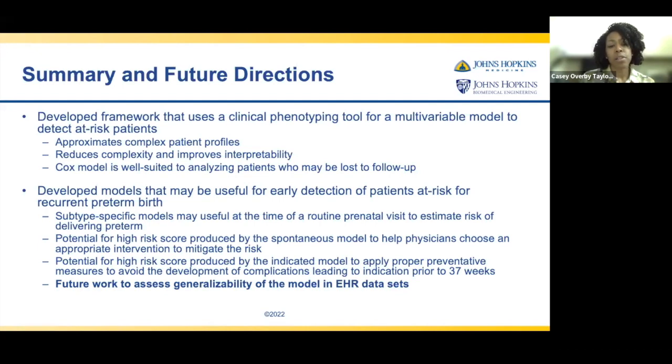There's a potential for the high-risk score produced by the spontaneous model to help physicians choose an appropriate intervention that may mitigate the risk. And then there's the potential for the high-risk score produced by the indicated model to apply proper preventive measures. And so the suggestion was to produce both models for a patient because you don't know what their risk for either outcome is at the time of a prenatal visit. However, future work, of course, would have to assess the generalizability of these models in EHR data sets, which is our goal.